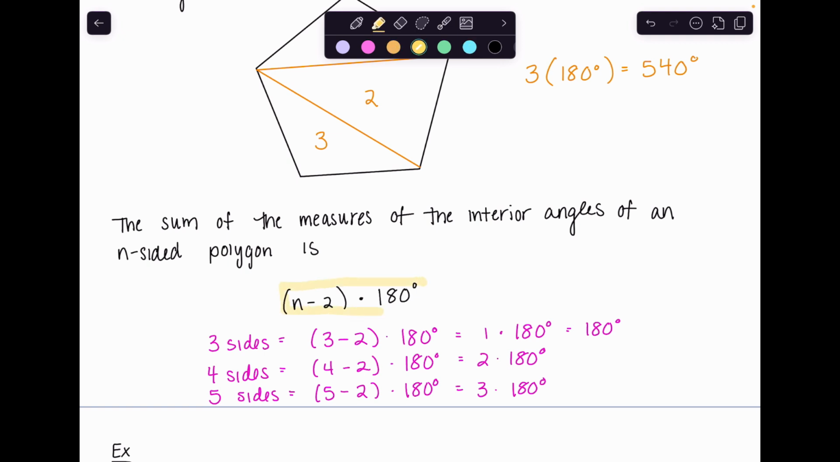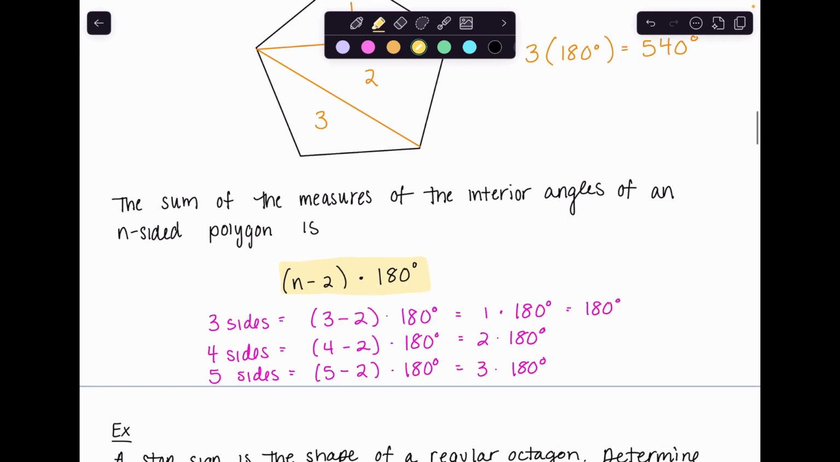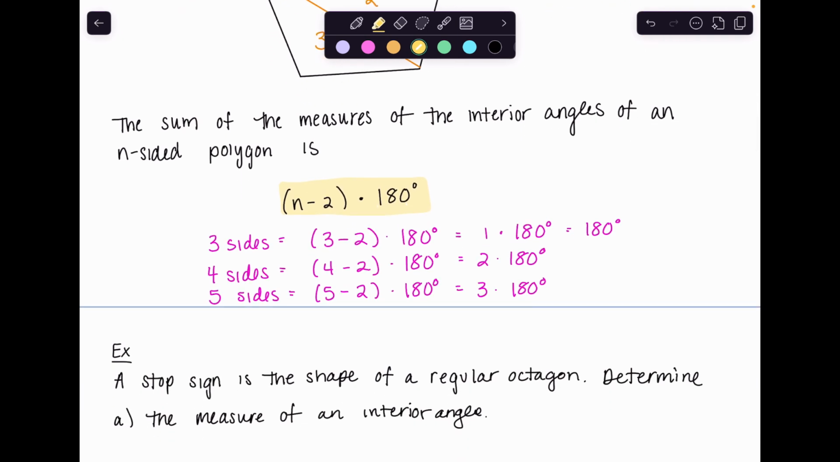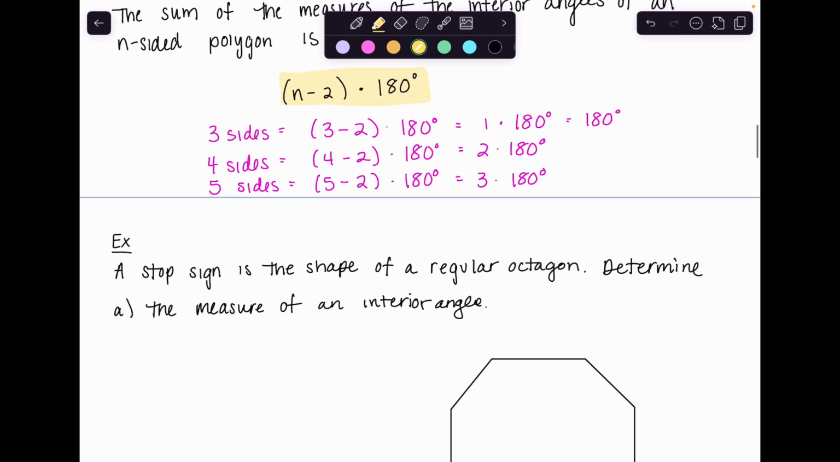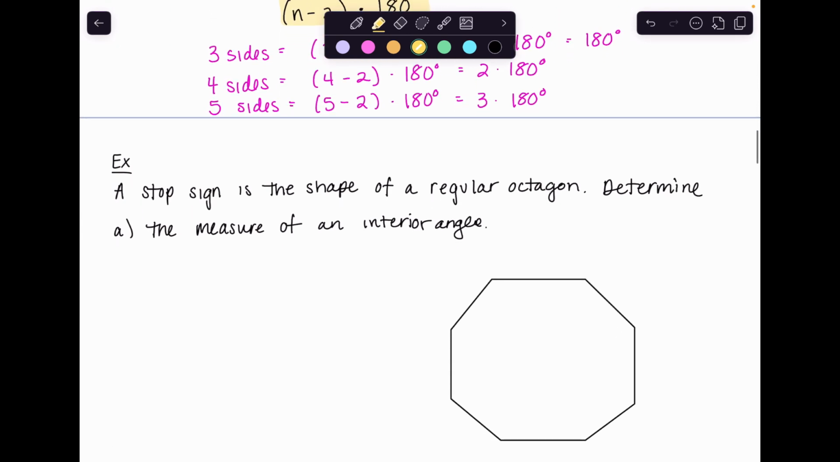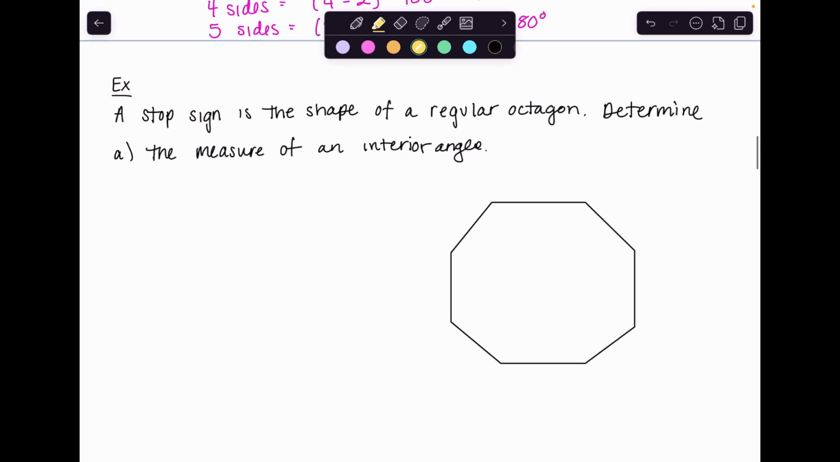If I have a 30-sided figure, well, then the angles are going to have to add up to 28 times 180. So let's try an example utilizing this, and we'll work with a regular octagon, aka a stop sign. So a stop sign is the shape of a regular octagon. We're going to determine the measure of an interior angle.